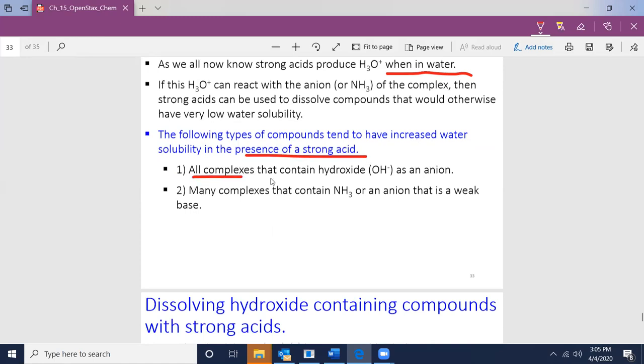So all complexes that contain hydroxide, which means all ionic compounds that have hydroxide in them, if you add HCl, definitely this OH will go and react with the H, so it's going to dissolve. More and more ionic salt will dissolve because there's a tendency for OH to go with the H here. Many complexes that contain NH3 or an anion that is a weak base can also have more solubility when you add a strong acid into it.